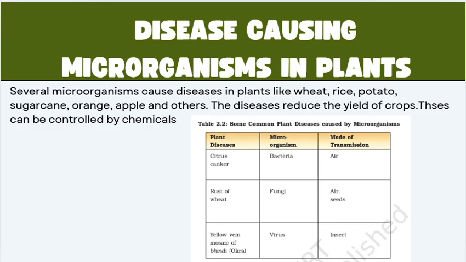Disease causing microorganisms in plants. Plants such as wheat, rice, potato, sugarcane, orange, apple, and others. These are only some plants that I've listed here. What do these disease causing microorganisms do? They naturally reduce the yield of crops. How are they controlled? They are controlled by chemicals, pesticides, insecticides, etc.